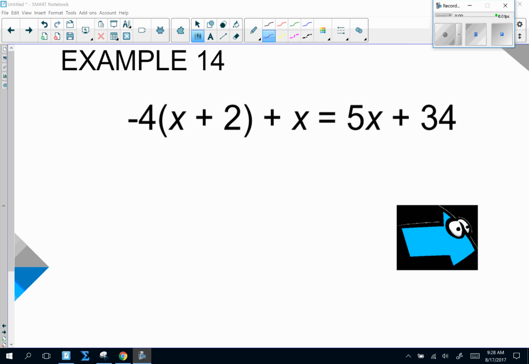Example 14. So we need to solve for x. So the first thing we're going to do is draw a line down our equal sign. Then we're going to look for distributive property. We always look for distributive property first.